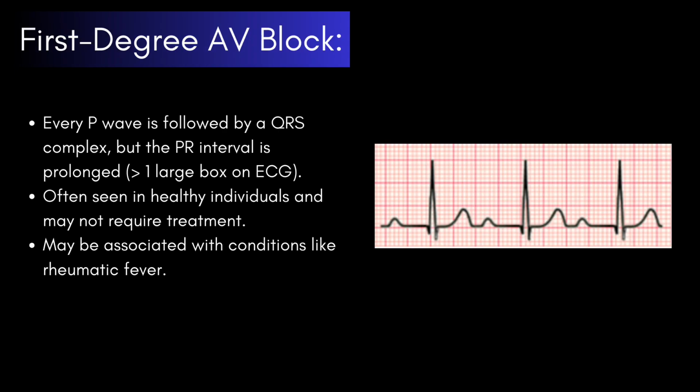Let's take a look at first-degree AV blocks. Every P wave is followed by a QRS complex, but the PR interval is prolonged, greater than one large box on an ECG. It is often seen in healthy individuals and may not require treatment. It may be associated with conditions like rheumatic fever. An example of a first-degree AV block can be seen on the ECG to the right.